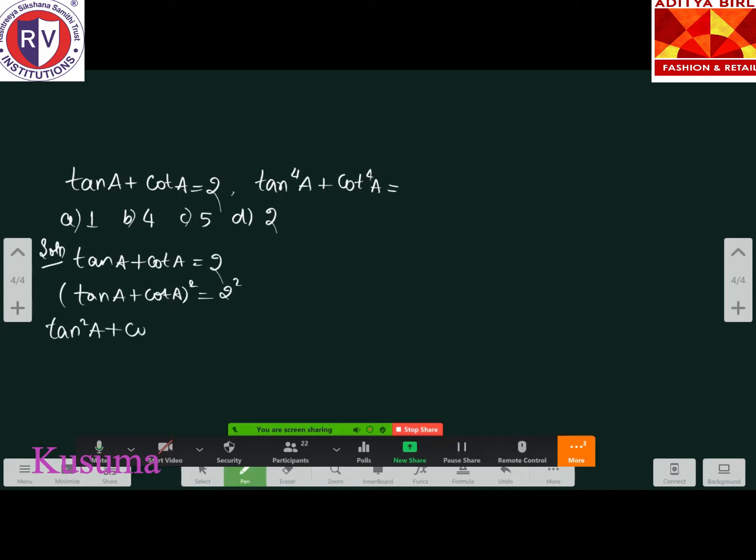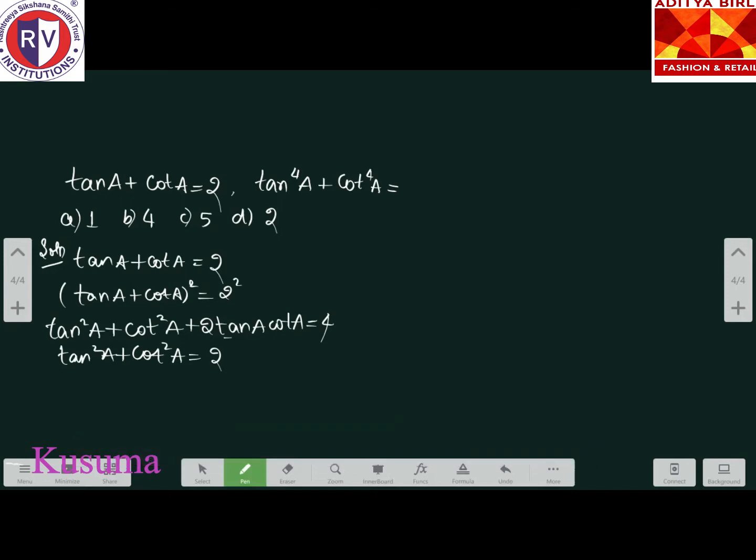This will give us tan square A plus cot square A plus 2 tan A cot A is equal to 4, right? And tan A cot A gets cancelled because tan A cot A is nothing but 1. So what is left out is tan square A plus cot square A is equal to 2. Because this 2 goes to RHS, so 4 minus 2 will give us 2. So this is tan square A plus cot square A. Now, once again, let us square on both sides.